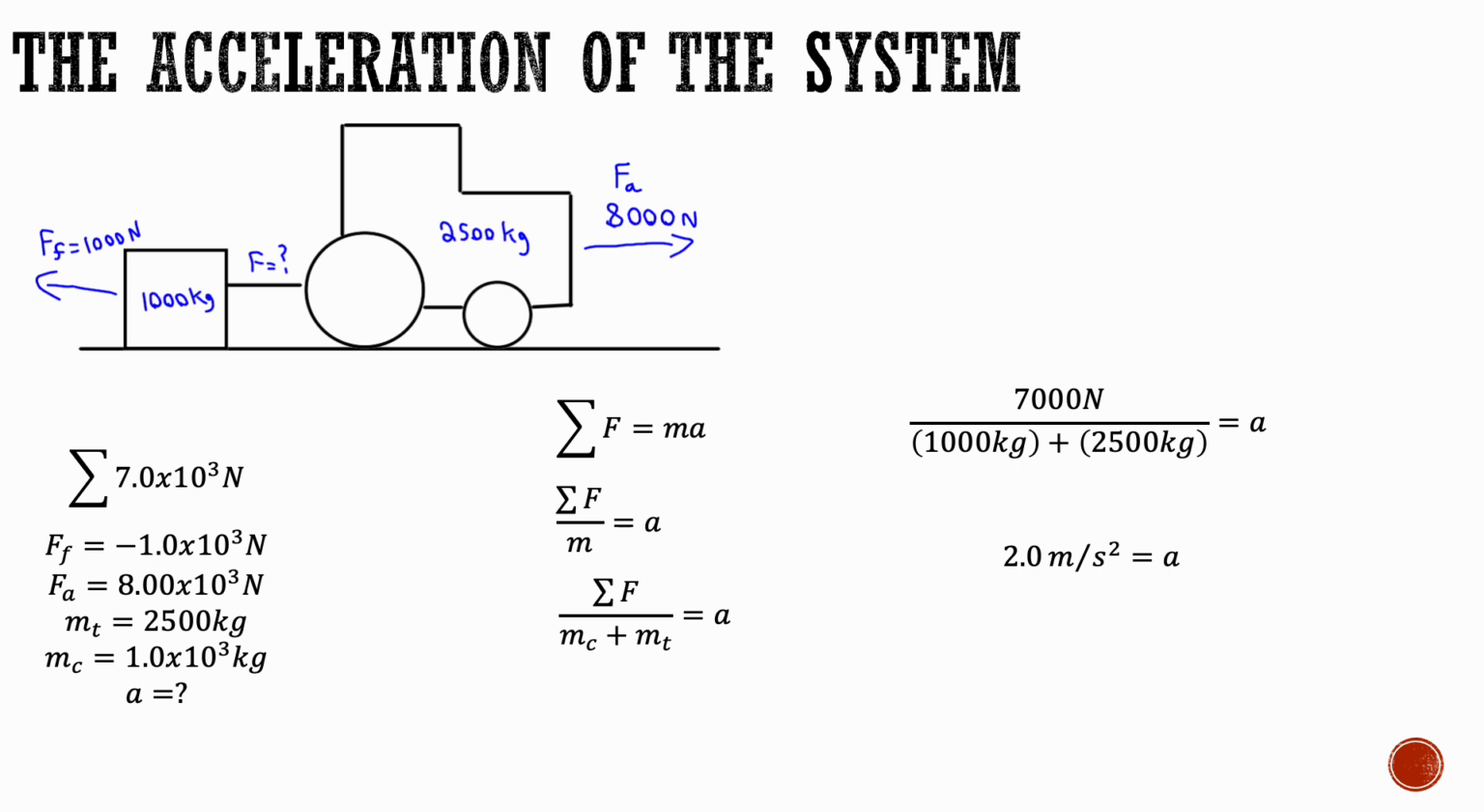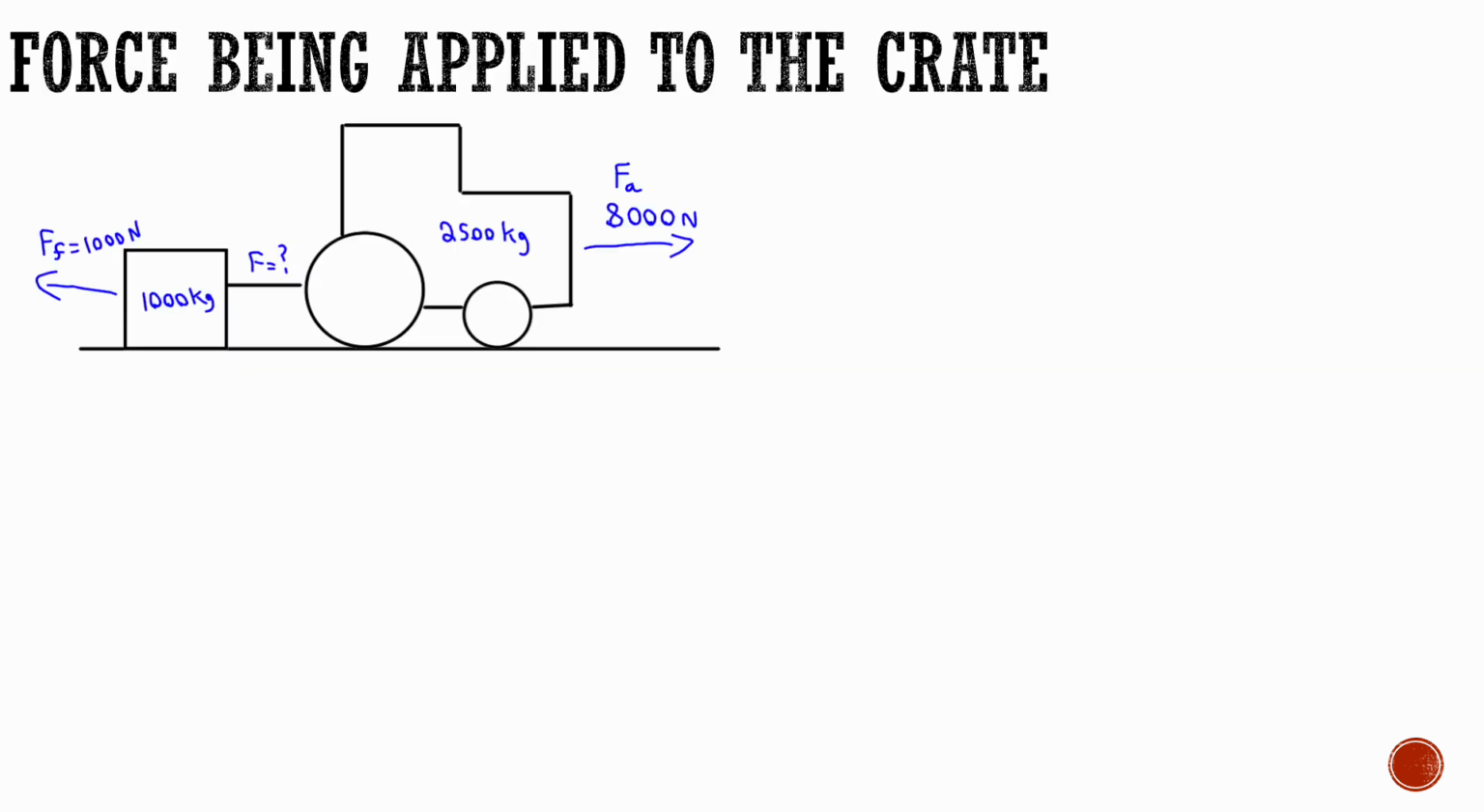Last purpose was finding the tension force being applied to the crate. If we look at just the crate, we have a force of friction acting on it, and we have the tension force. We also know the mass of the crate and the acceleration of the crate. So we know our force of friction is negative 1,000 newtons, the mass of the crate is 1,000 kilograms, and we have an acceleration of 2 meters per second squared.